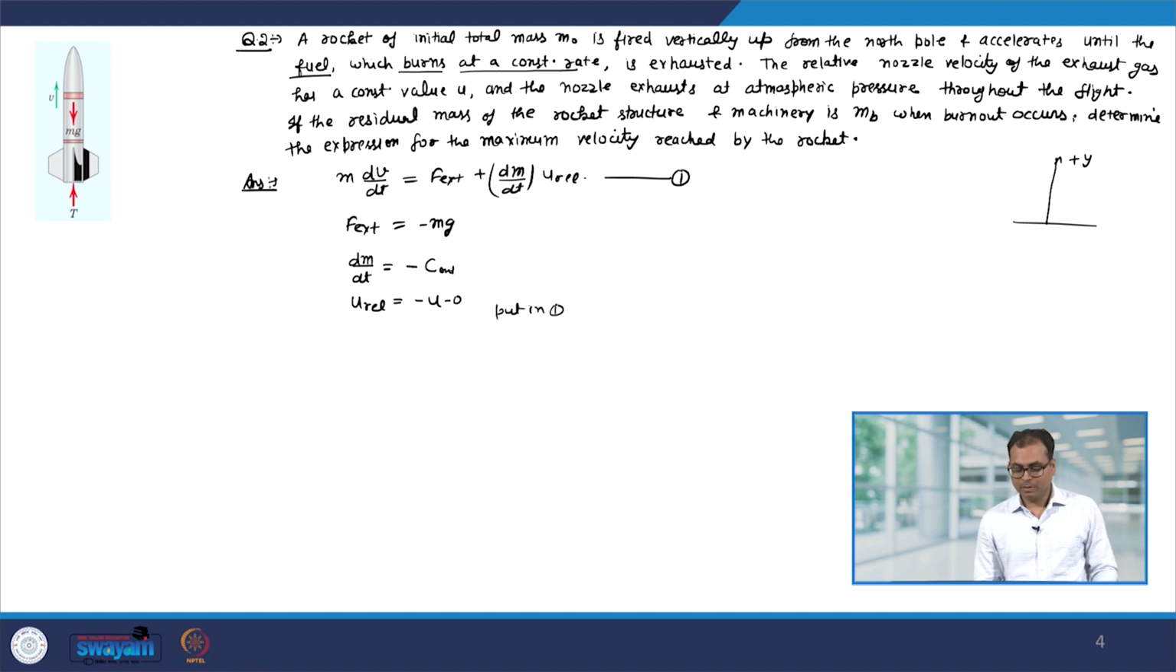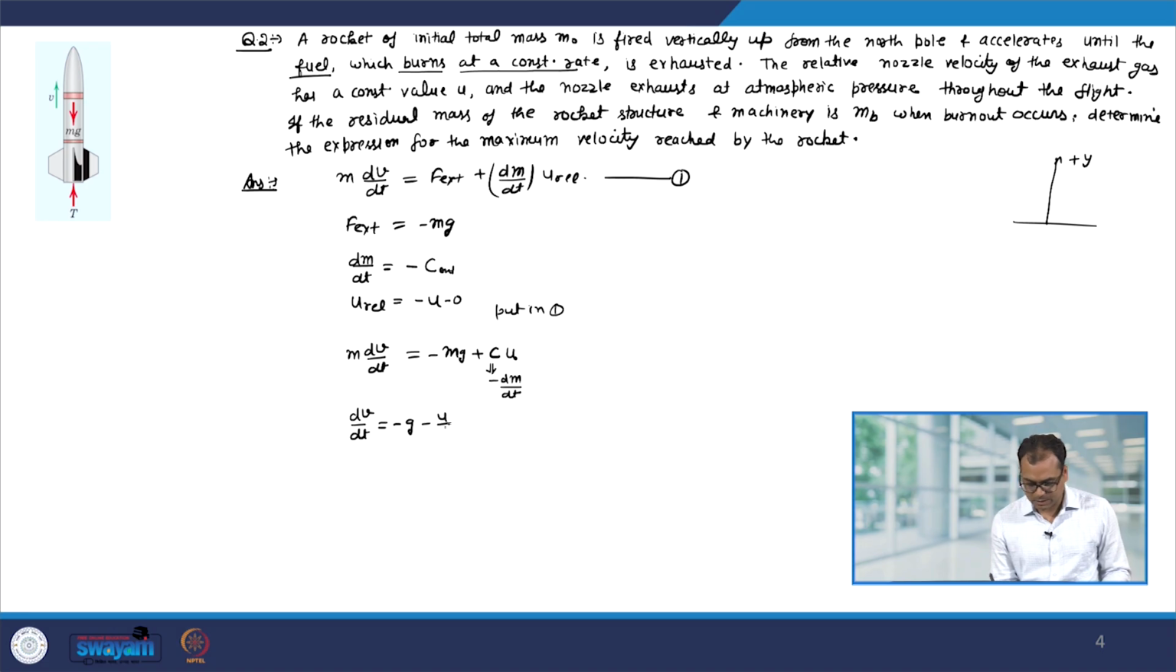in equation number 1. So, we have m dv by dt equals minus mg plus c, which is constant, times u, and note that c is nothing but minus dm by dt. So, I can write dv by dt equals minus g minus u by m dm by dt. Therefore, dv will be minus g dt minus u by m dm, and I can integrate it.